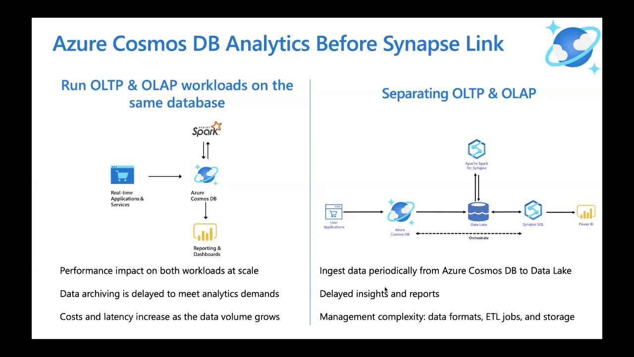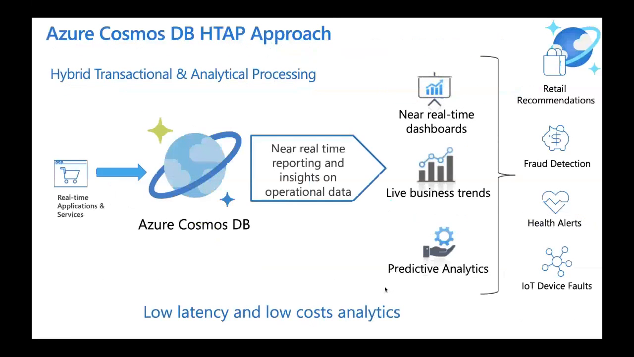And this is now going to result in things like reporting or insight generation suffering from delays, right? So the way Azure Cosmos DB has attempted to solve this problem is by adopting a so-called hybrid approach, something which is called HTAP, hybrid transactional and analytical processing.